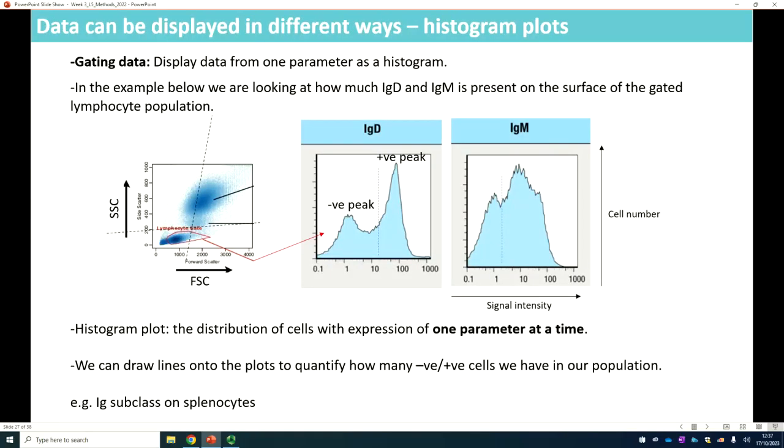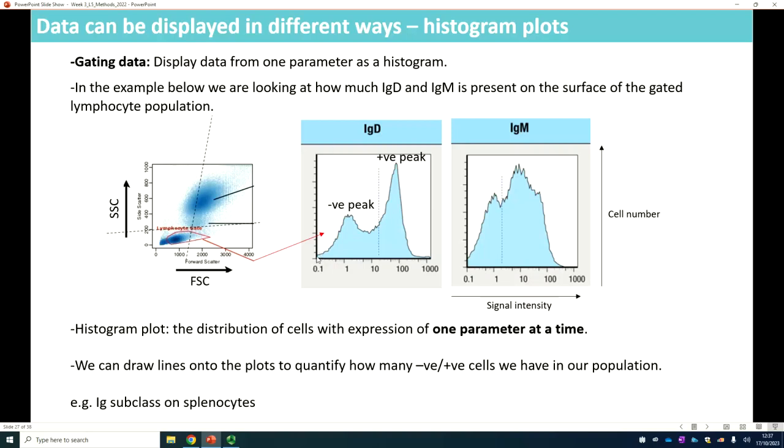Now, data can be displayed in different ways. So once you've got your gating data, you can then display it as a histogram. So here we've got our lymphocytes that we've gated based on their forward scatter and the side scatter. But then we want to look in this situation at how much IgD or IgM is present on the surface of the gated lymphocyte population.